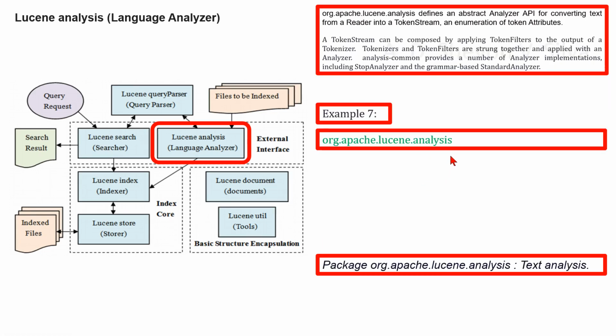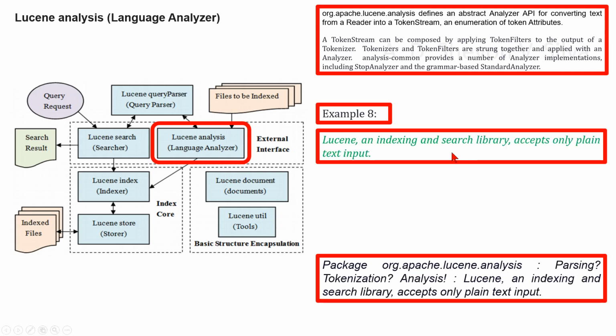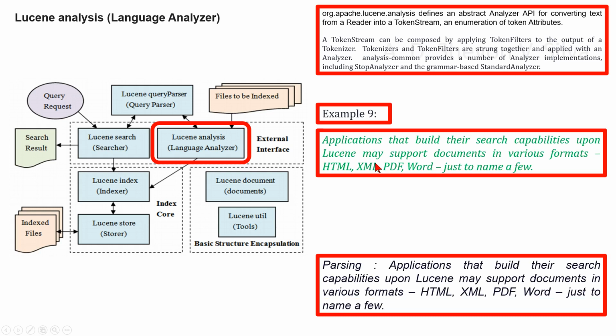And now here as an example, we are considering package org.apache.lucene.analysis: text analysis API and code to convert text into indexable or searchable tokens, covers analyzer and reader classes. Now we are considering parsing, tokenization, analysis in package org.apache.lucene.analysis. Lucene, an indexing and search library, accepts only plain text input. Now we are considering parsing.